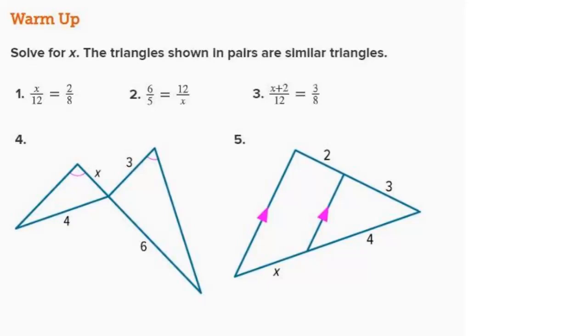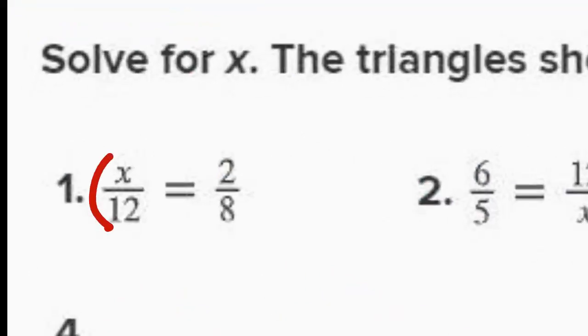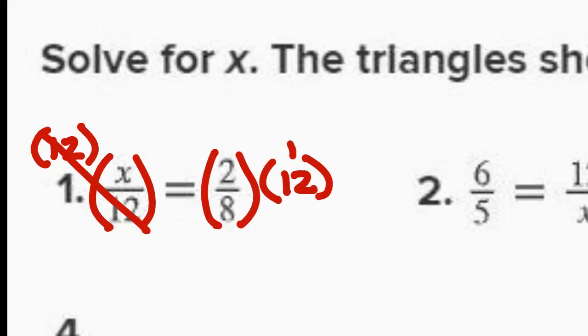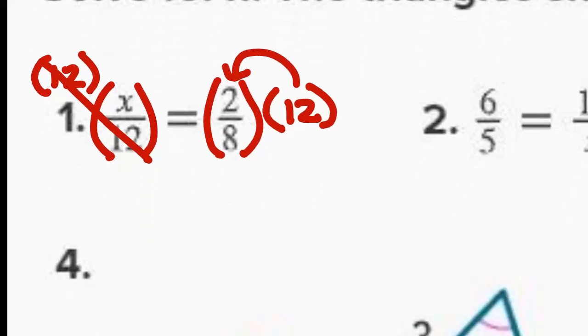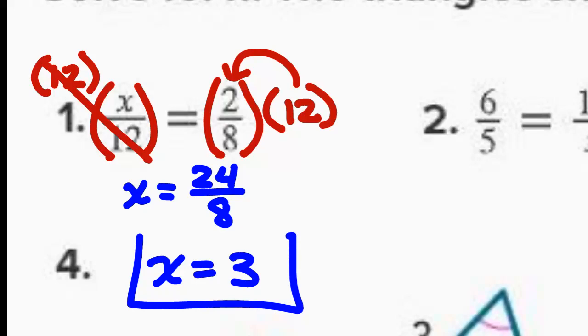All right, what's the answer to number 1? 3. Because x is in my numerator, I'm going to be able to get away with just one multiplication here. If we multiply both sides by the denominator that's under the x, we only have to multiply one time. The 12 distributes to the 2 up here, so we have x equals 24 over 8, and 24 divided by 8 comes out to be 3.